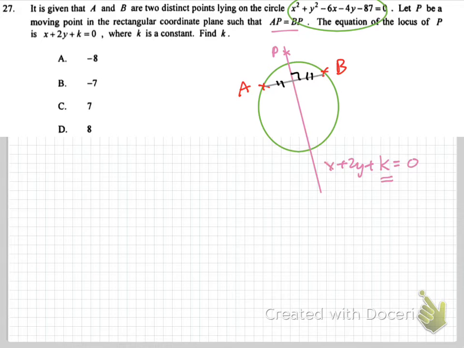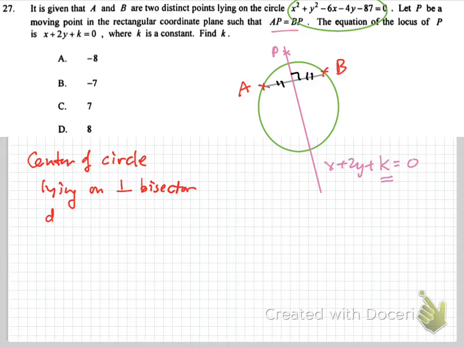Now it is very different from what we did previously, because we have no idea what points A and B are, right? Do you have any idea about the coordinates of point A and point B? No, you don't know what A and B are. So you have to use some geometry to understand this question. The whole question is about the idea that the center of a circle lies on the perpendicular bisector of any chord.